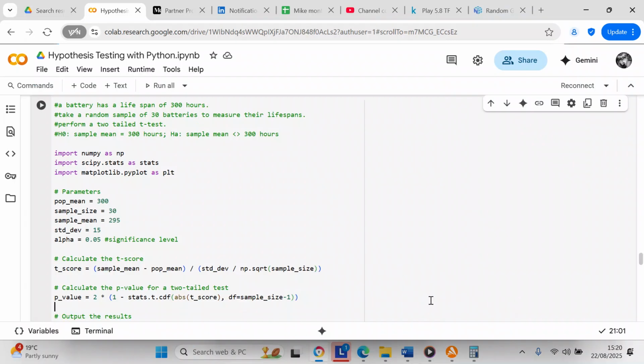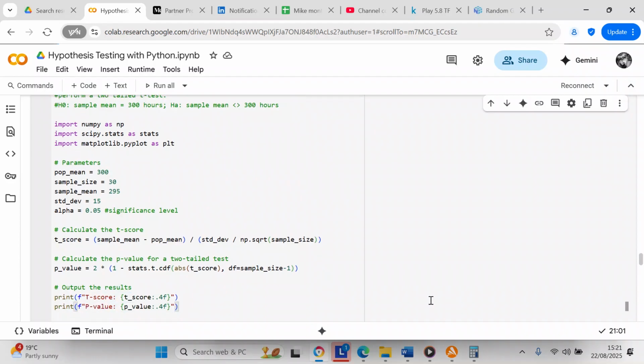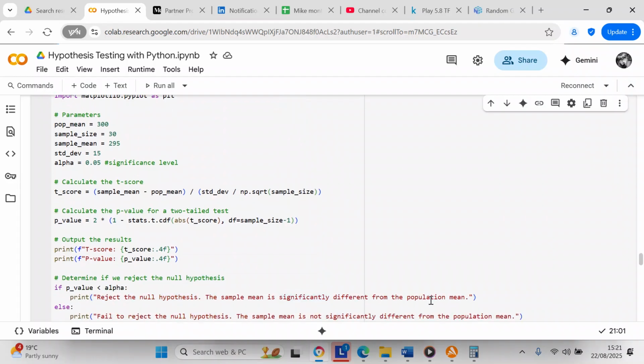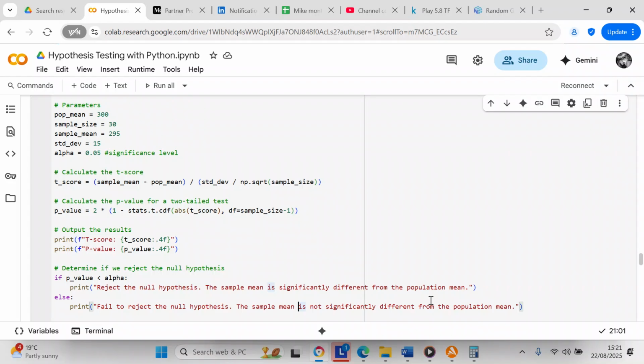And so now after we've calculated our t-score, we're going to calculate the p-value for a two-tailed test. P-value equals 2 times brackets 1 minus stats.t.cdf, that's cumulative distribution function, brackets absolute value of your t-score, comma, df equals sample size minus 1. So df is your degrees of freedom, and sample size minus 1 is 29. Then we're going to output the results: print the t-score, and print the p-value.